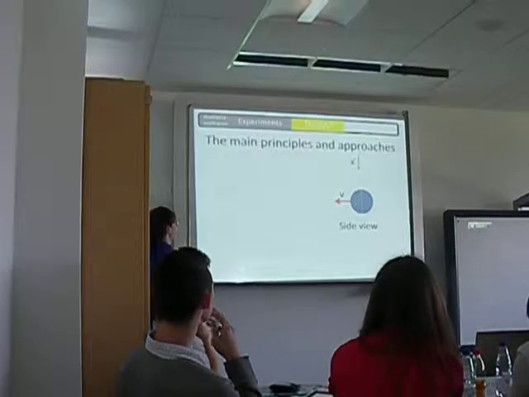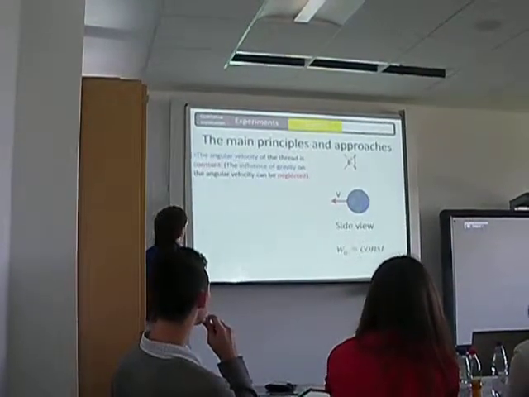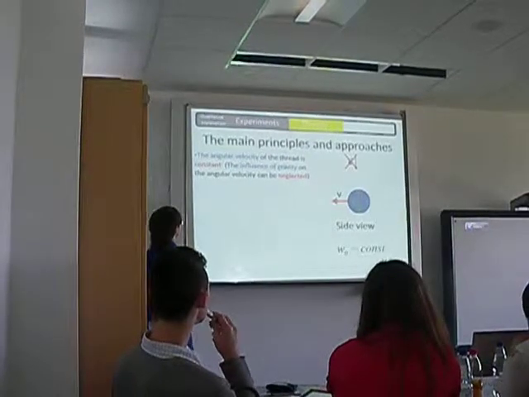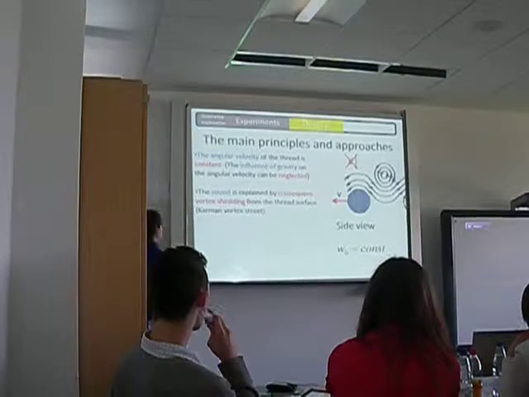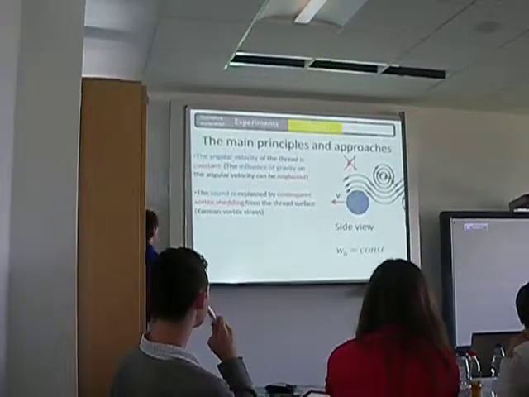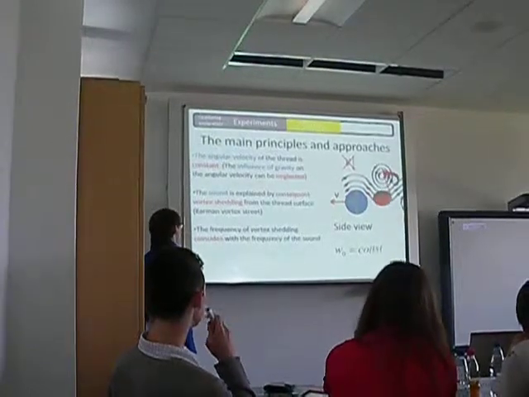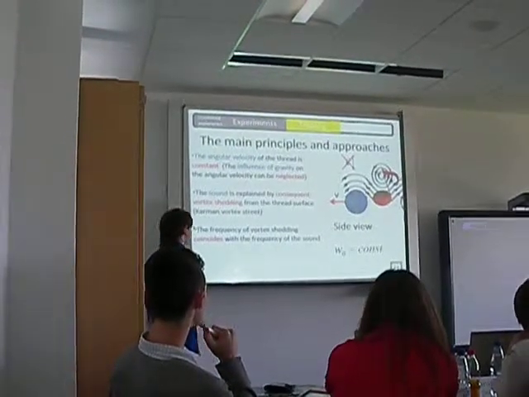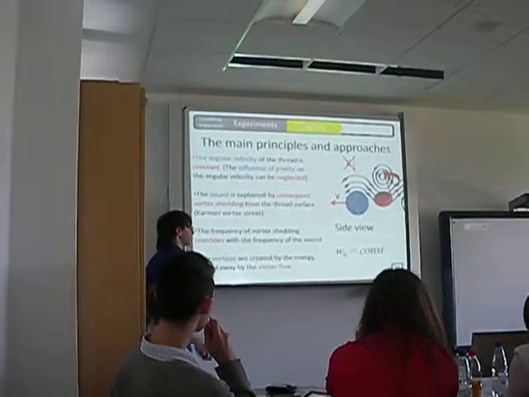Here you can see some principal approximations of our model. First of all, the angular velocity of the thread is constant, and the influence of gravity on the angular velocity can be neglected. The sound is explained by the consequent vortex shedding from the thread surface, also called the Kármán vortex street. The frequency of vortex shedding coincides with the frequency of the sound, and the vortices are created by the energy carried away by the vortex flow.